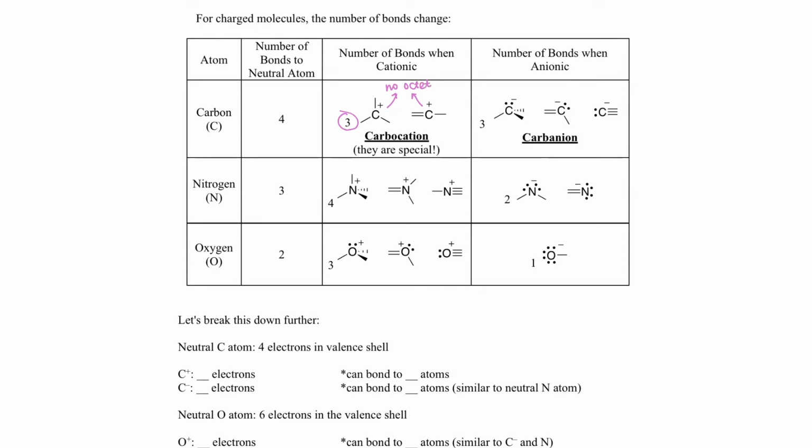Moving on to carbon as an anion. So that is called a carbanion. With carbanions, you also have 3 bonds, much like the carbocation, but the difference here is that you also have a lone pair. So the lone pair contributes to the octet of the carbon. So the carbanion actually has 8 valence electrons, giving it an octet.